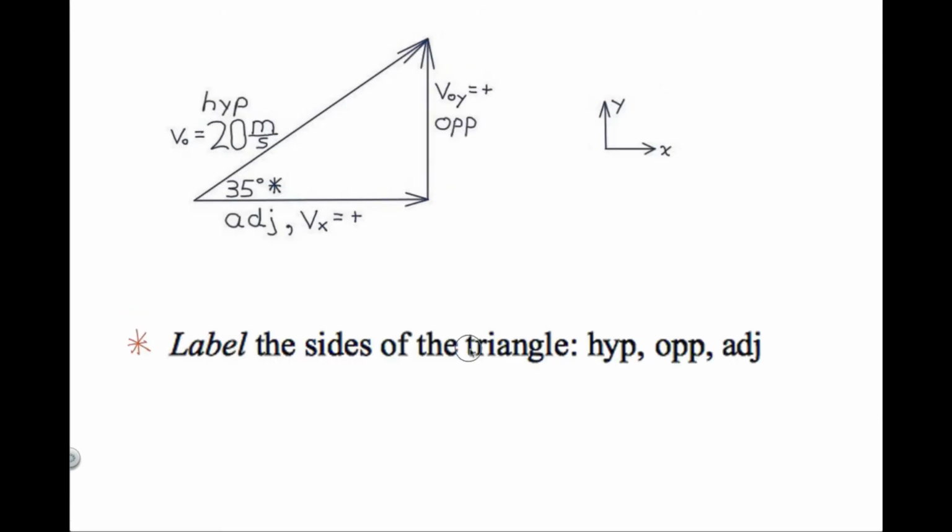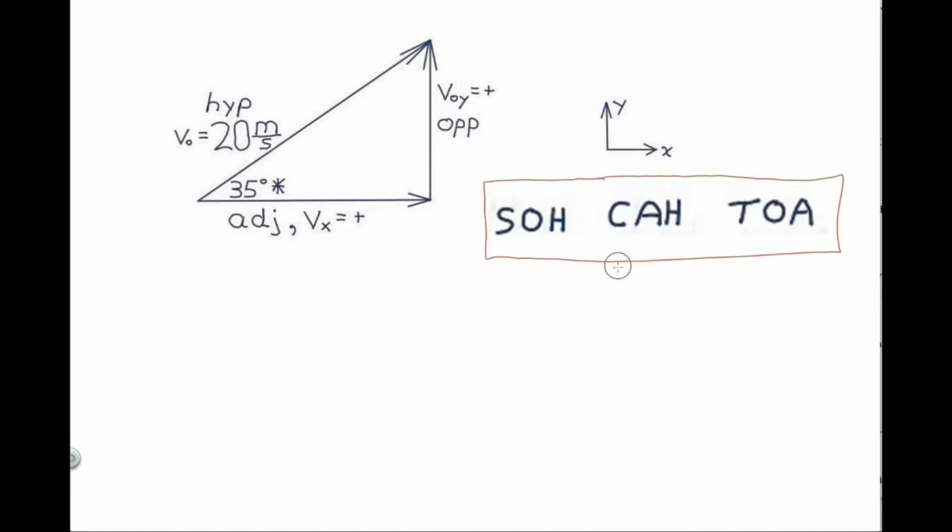Label the sides of the triangle. This side is labeled hypotenuse because it's across from the 90-degree angle. This leg is labeled adjacent because it's adjacent to the angle we marked with the asterisk. This leg is labeled opposite because it's opposite to the angle we marked with the asterisk. Now, we're ready to write the SOHCAHTOA equations.